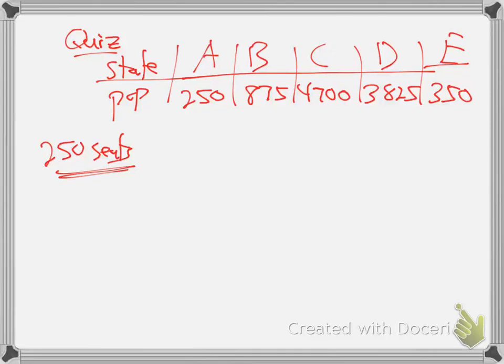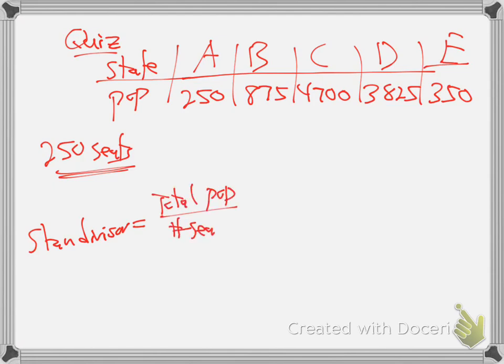Okay, so how do you figure that one out? Well, they had the populations up there. We've got to find the standard divisor first, right? Standard divisor, what is that? That's the total population divided by the number of seats, isn't it?